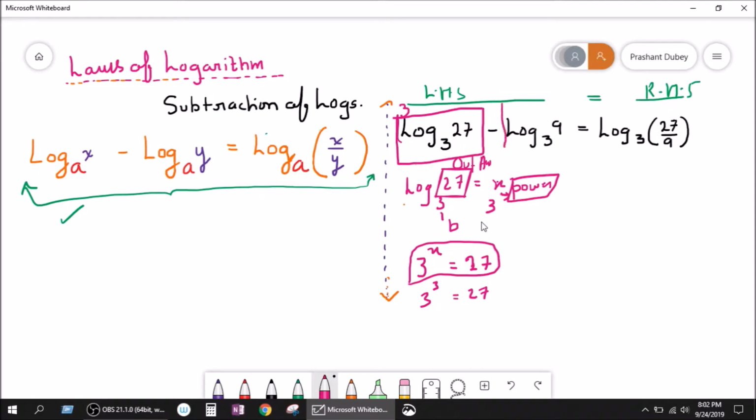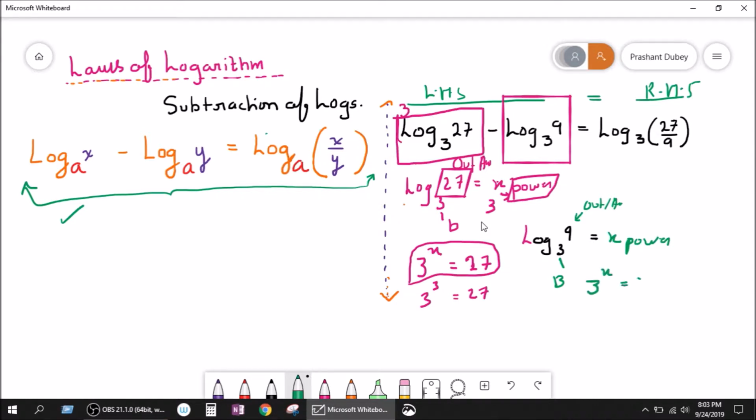Now let's jump to log 9 to the base 3. How much is log 9 to the base 3? It's pretty simple. We know that this 3 is the base, this 9 is the final output or answer, and this x is the power. So we can write it in index form. It's very easy: the base 3 to the power x is equal to 9. So what will be the power of 3 if it equals 9? It will be 2, because 3 times 3 equals 9.